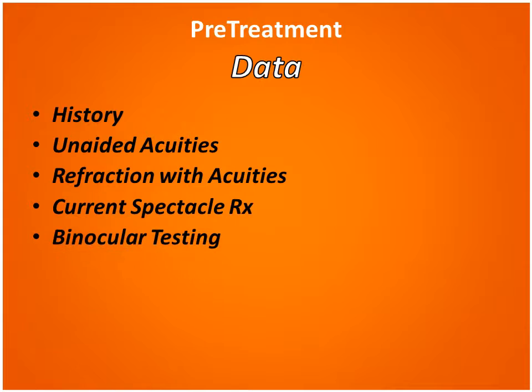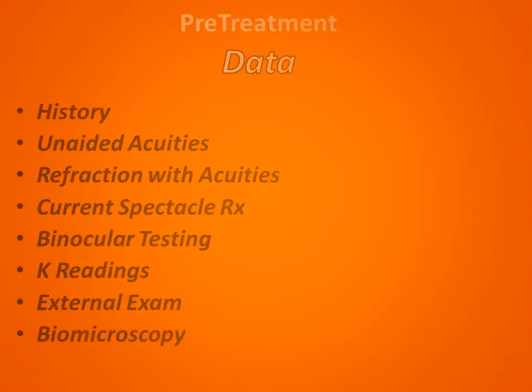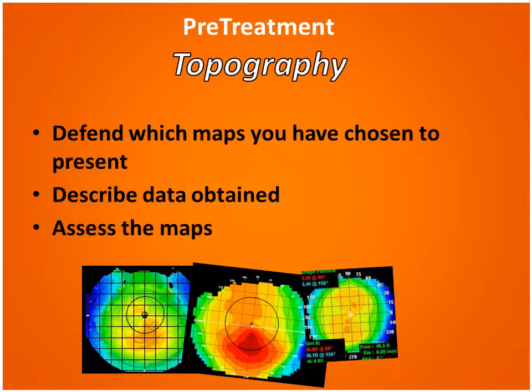Now, on the pretreatment data, here is a list of the different things that we're going to request, and that is on the template, so you'll be able to just drop in there and enter the data. And then we're going to, of course, ask for topography, and it's up to you to choose the maps that you want to present in the pretreatment.